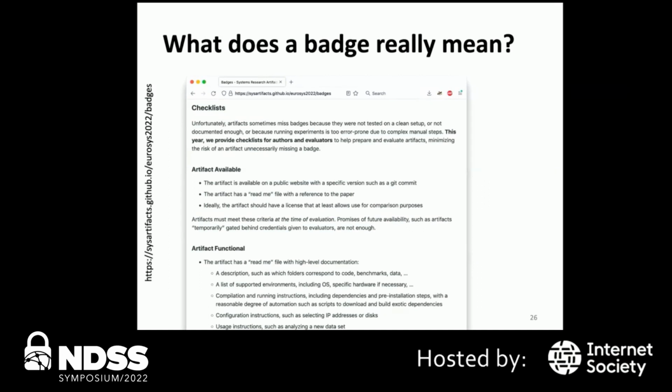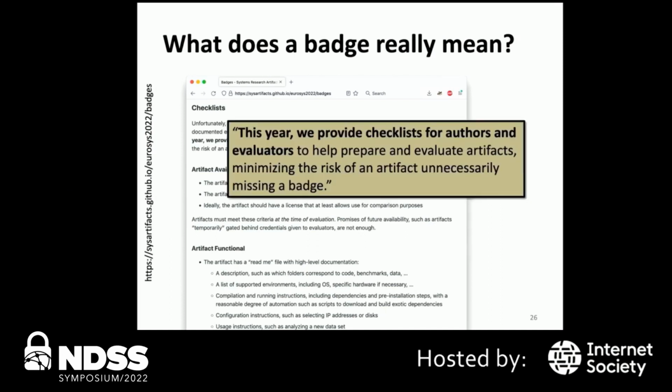Okay. But still, there was this idea that somehow the badges had these funny meanings, that different artifact evaluation committees had different criteria for functional. And if you say that the results were reproduced, does that mean that every table in the paper got reproduced? Does it mean that half of them got reproduced? So people are trying to give more specific meanings to these badges, right?